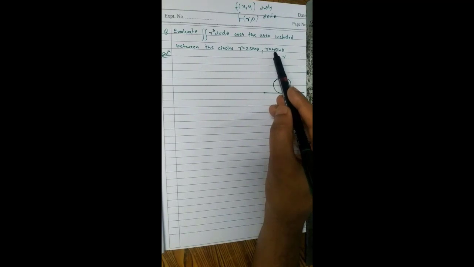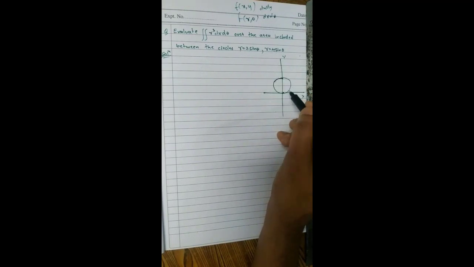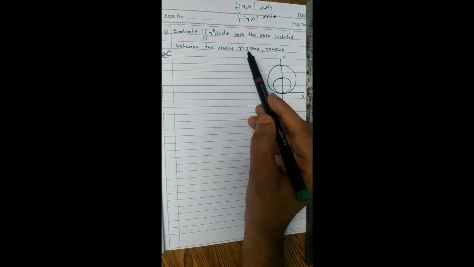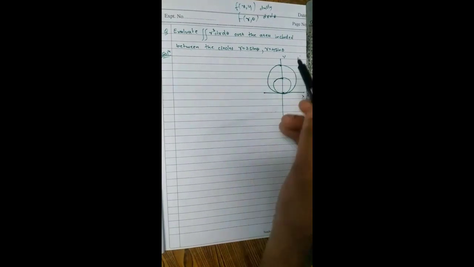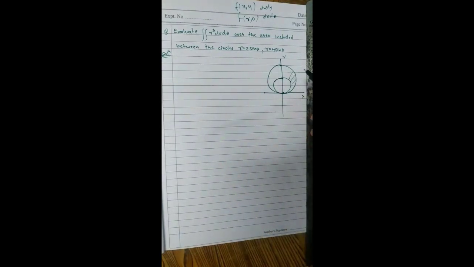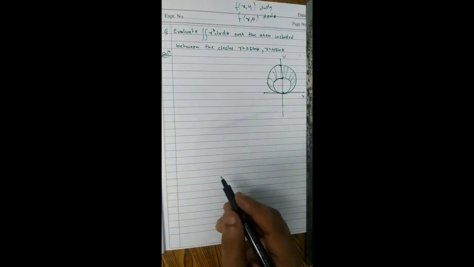Now r is at a distance 4, so obviously 0, 0. So 1, 2, 3, 4. So this turns out to be one more circle. Fine. So this is how we draw a rough sketch. Now see here, between the circles, I need to find the area between these two circles.